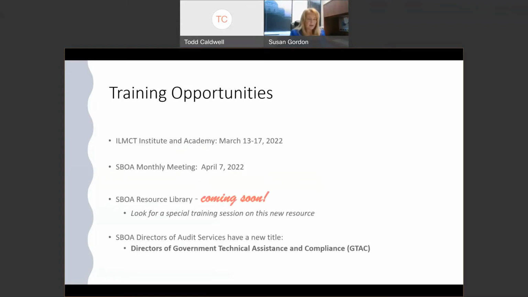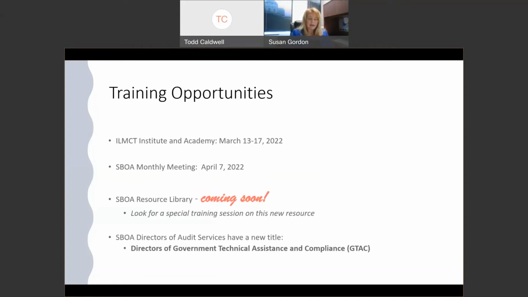Then we also have some more training opportunities available. We'll be at the Institute and Academy in Muncie. That's from March 13th to the 17th. We would encourage you all to attend. Board of Accounts will be there on March 14th. We'll also have our next monthly meeting on April 7.